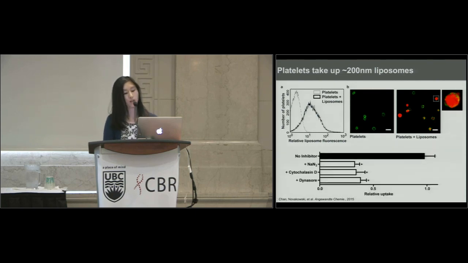We also used several chemical inhibitors, such as sodium azide and cytochalasin D, which are just general metabolic inhibitors, as well as a specific inhibitor, Dynasore, for clathrin and caveolae-mediated endocytosis. And using these inhibitors, we were able to confirm that platelets were endocytosing these liposomes that we were giving them.